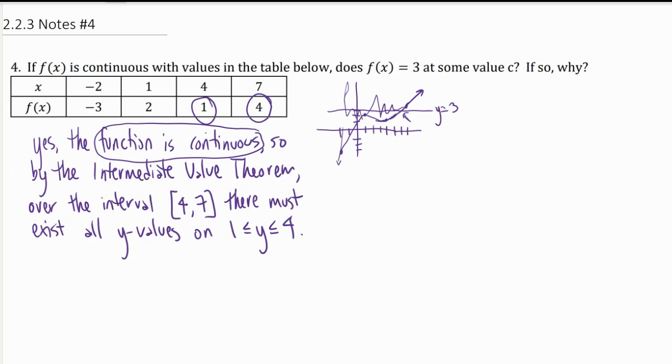The intermediate value theorem says that between any 2 x values, you must have all the y values between them. So because we must have all the y values between 1 and 4, that includes 3, then there must be a location between x equals 4 and x equals 7 where we have that y value of 3. It has to happen somewhere. I don't know if it's 4.2. I don't know if it's 6.9999. I don't know. But I know that there must be some location where the y value is between 1 and 4. All the y values between 1 and 4 exist on that interval.